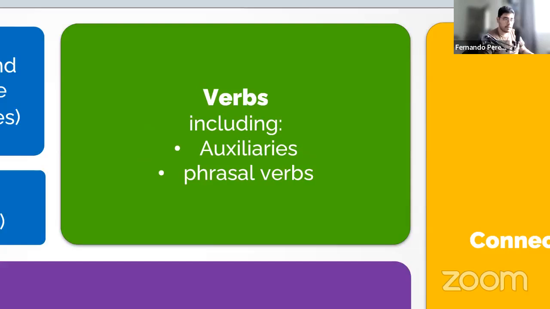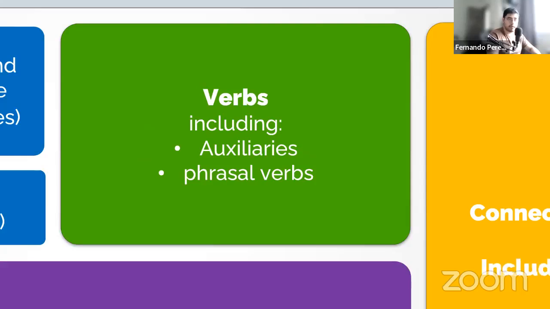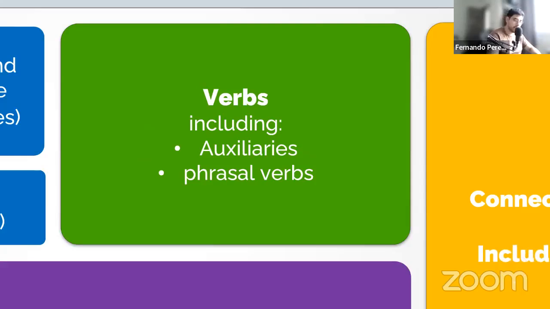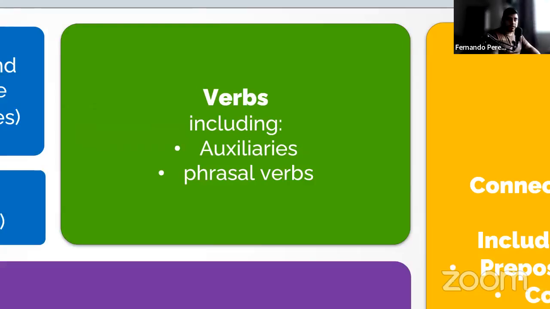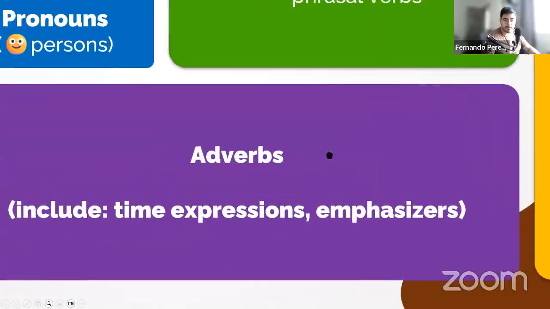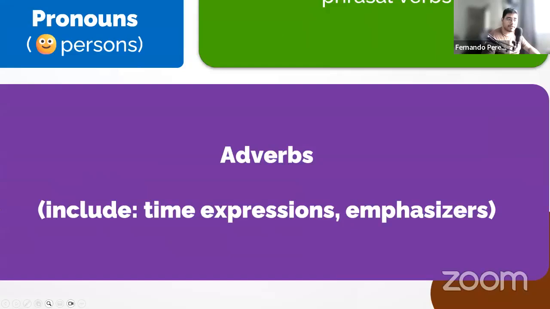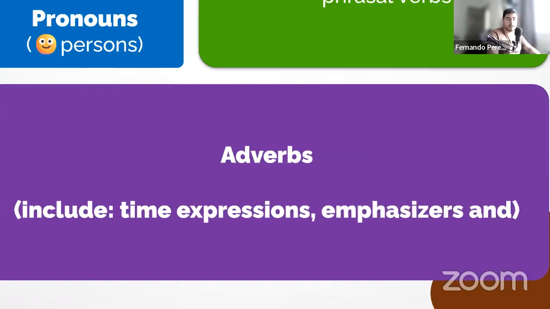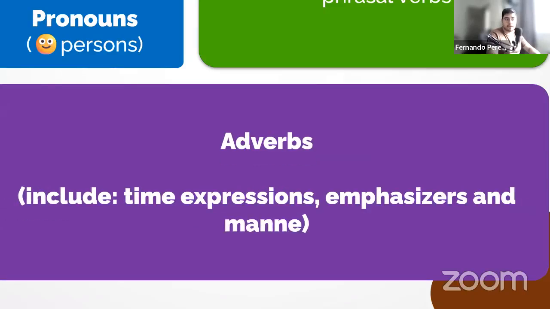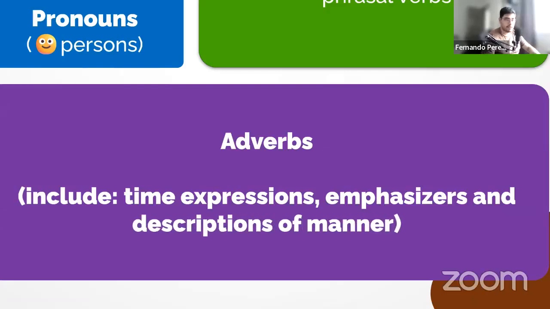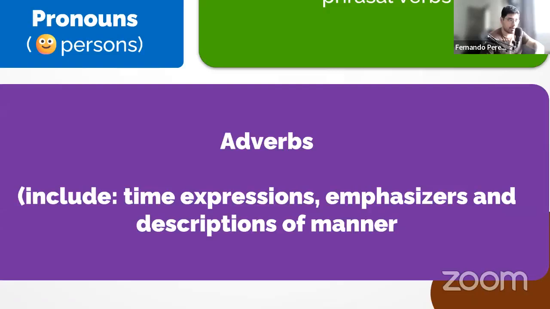Connectors include prepositions and conjunctions. And adverbs include time expressions, emphasizers, and manner, descriptions of manner. And we are going to talk about them later.